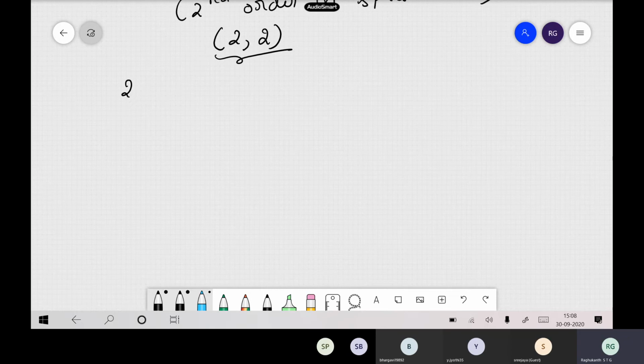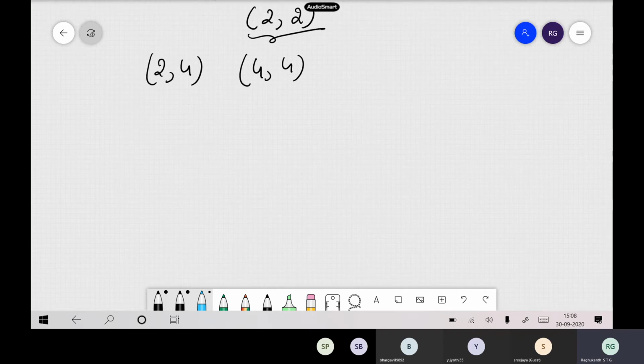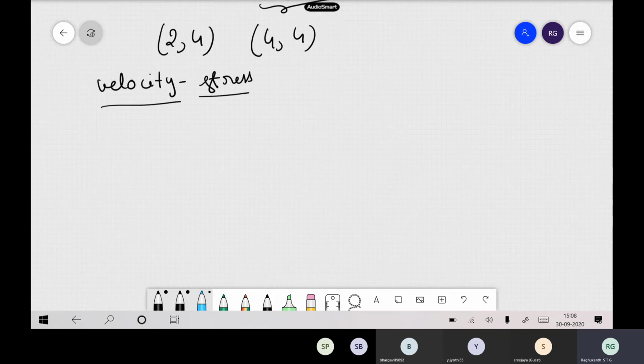We can have higher order schemes also, like you can go for a second order in time, fourth order in space, or fourth order in time, fourth order in space. You can go for all these higher order schemes itself. So if you see this velocity stress, okay, but the only thing is more number of points are required.